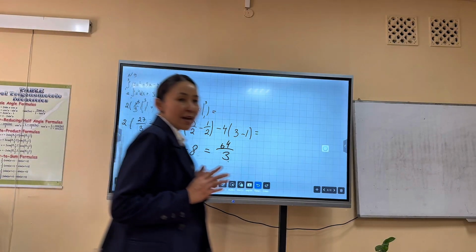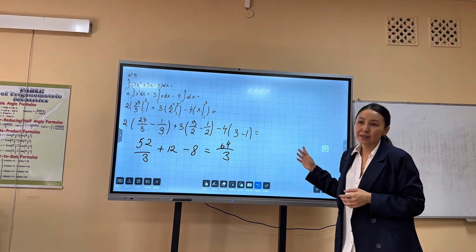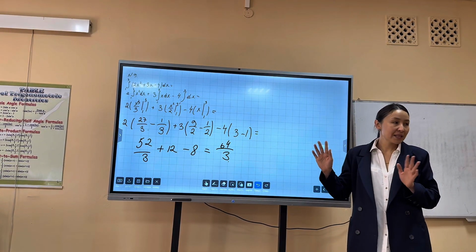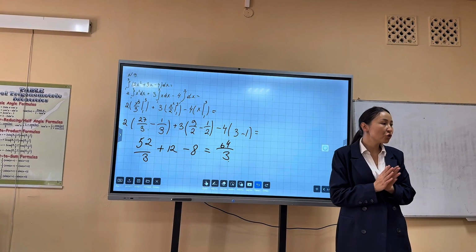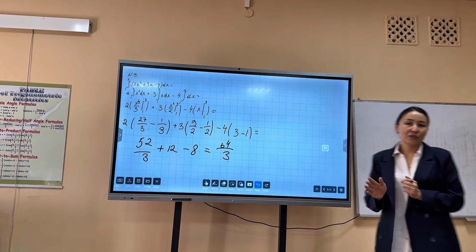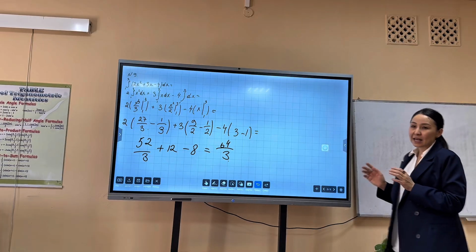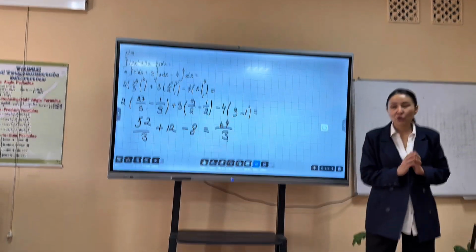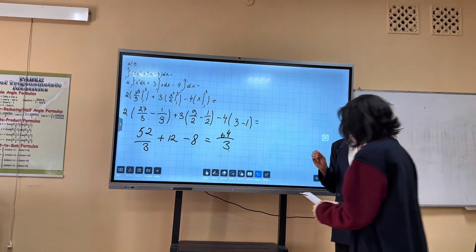Good job. Any questions? All of them clear? Good job. And third group, write down the third group's example. It is harder because we should use the substitution method.